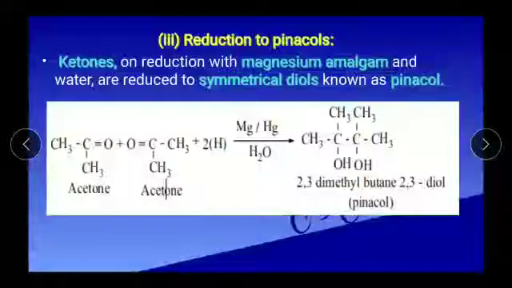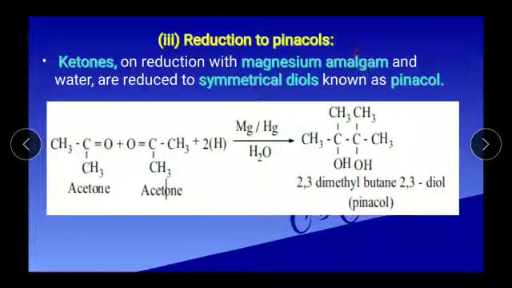Reduction to pinacol. Ketones on reduction with magnesium amalgam and water are reduced to a symmetrical diol, which is named pinacol. The name itself tells us it is a diol. Di means two, OL indicates OH group.